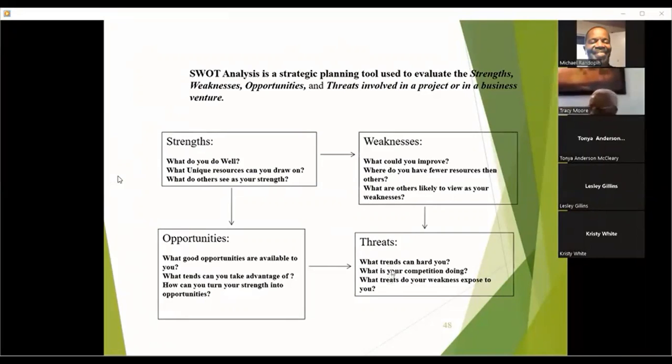Another threat might be, is the board really working with you? Another threat might be less funding for the programs that we're doing. So all of that is part of that strategic plan. It's a strategic tool. It's called a SWOT analysis, and you do this as part of your strategic planning as well. In fact, you should do this for your strategic plan.